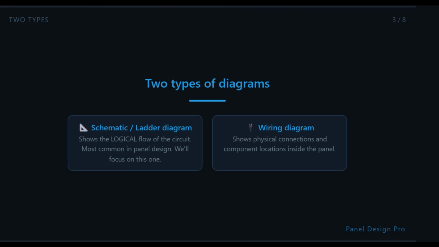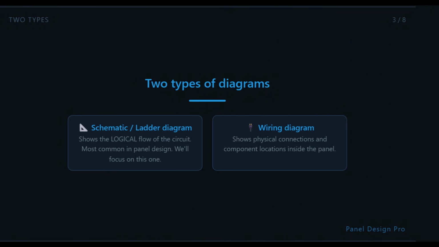There are two main types of diagrams you'll come across in industrial panel design. The first is a schematic diagram, sometimes called a ladder diagram. This shows the logical flow of the circuit. It doesn't show you where the components are physically located. It just shows how they connect electrically. This is the most common type you'll see in panel design.